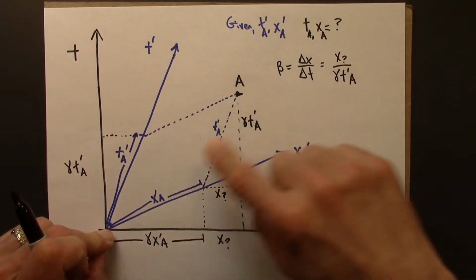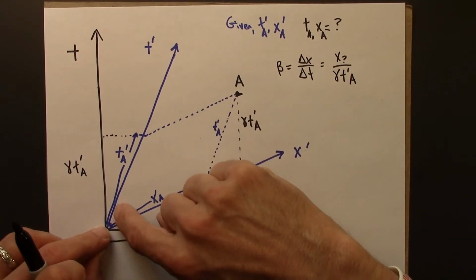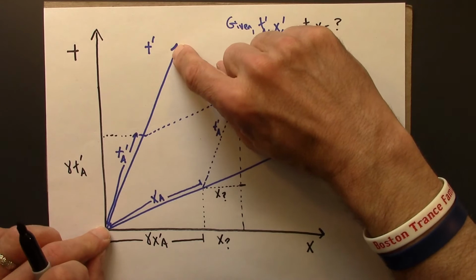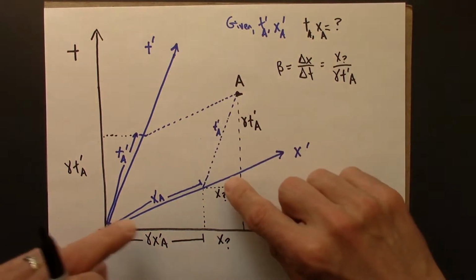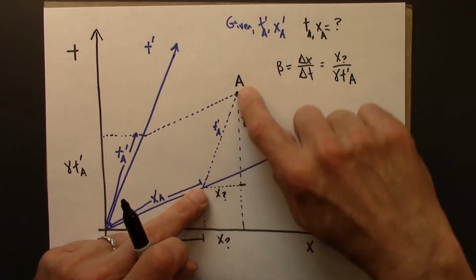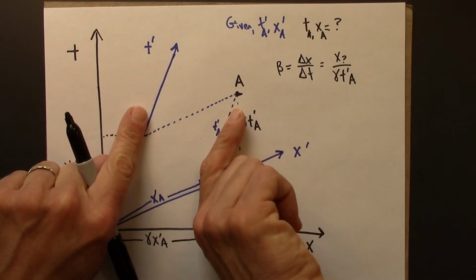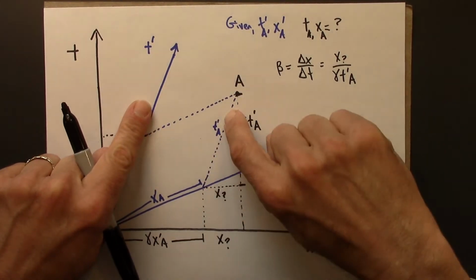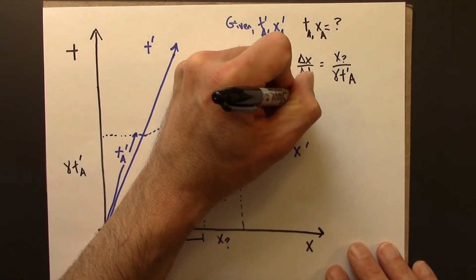And I should mention, just so that the picture is clear, remember this is the world line of Beowulf's clock moving at a speed beta. This would be the world line of another one of Beowulf's clocks, also moving at a speed of beta. Or you can just say, look, these two things are parallel. This is moving at a speed of beta. That's moving at a speed of beta also. All right, so let's solve for x question mark.